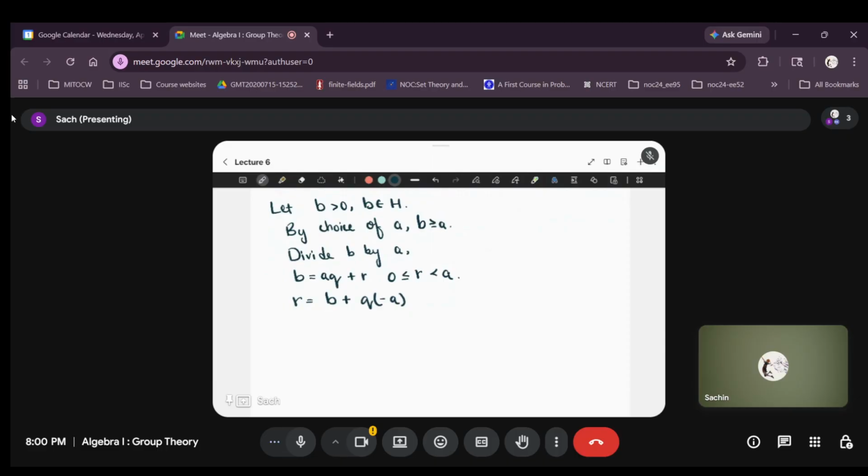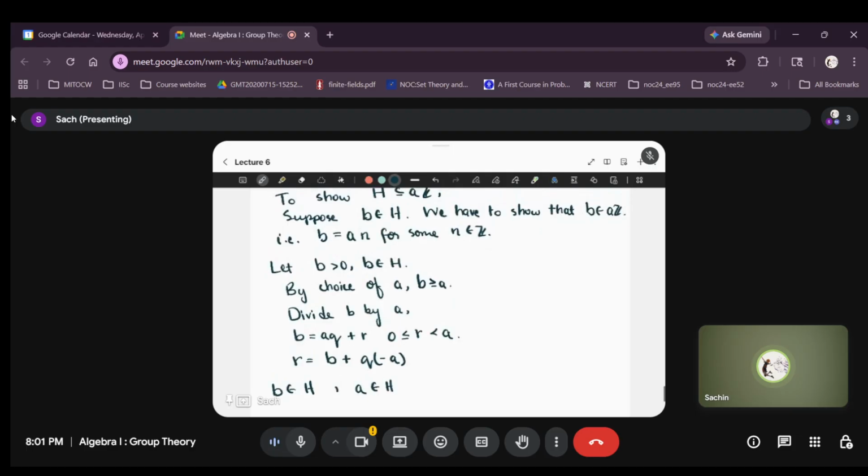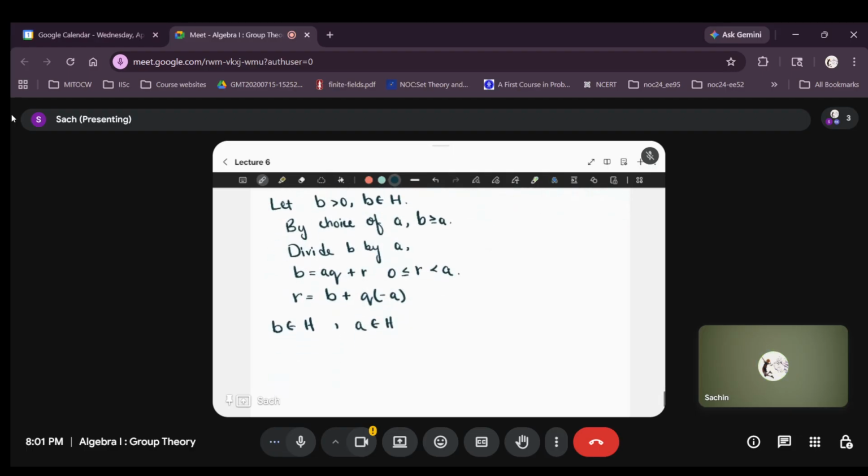Now we have B is an element of H, right? Let B greater than 0 be an element of H. We also have A is an element of H. A was the smallest positive integer in H. That's how we chose A. Since A is an element of H and H is a subgroup, minus A belongs to H. Since minus A belongs to H, Q times minus A belongs to H.